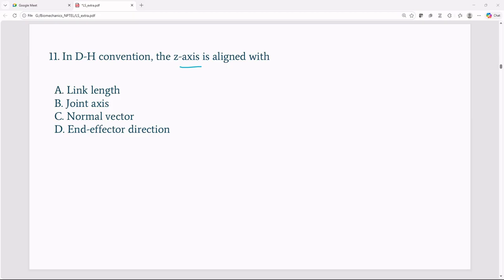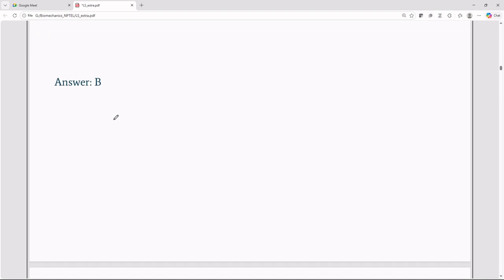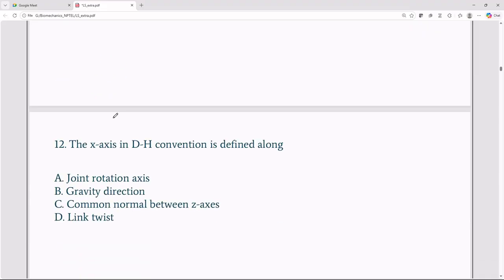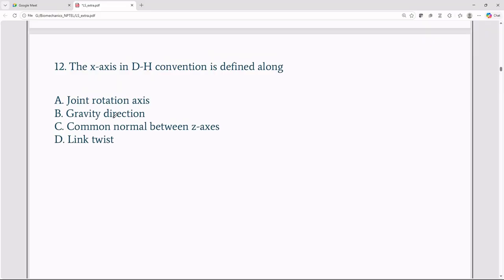Answer is option B, joint axis. Correct answer is option B, joint axis.